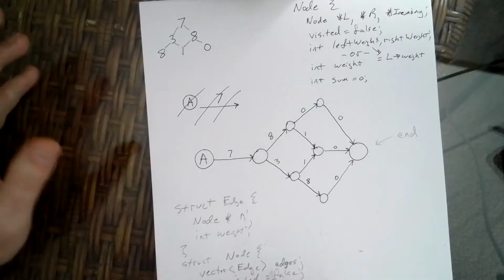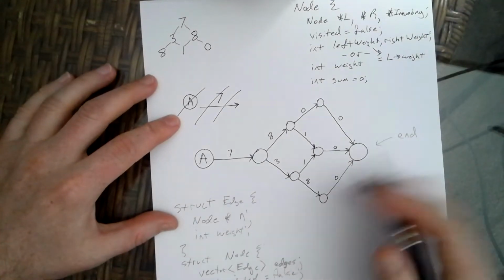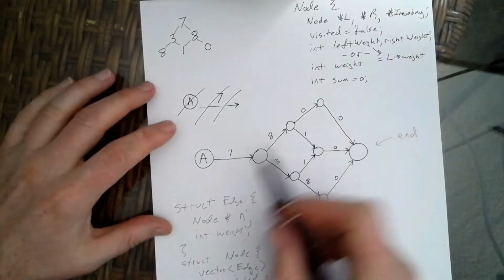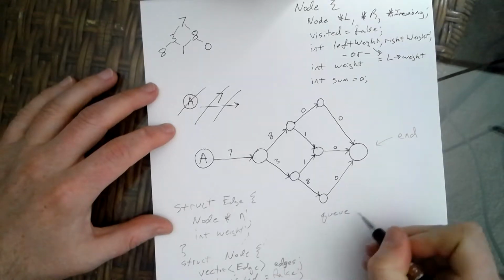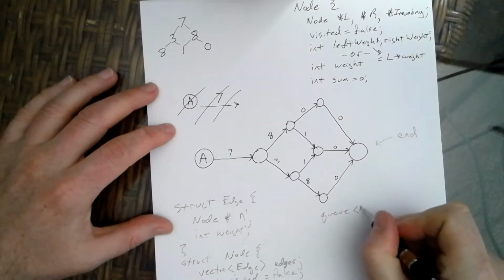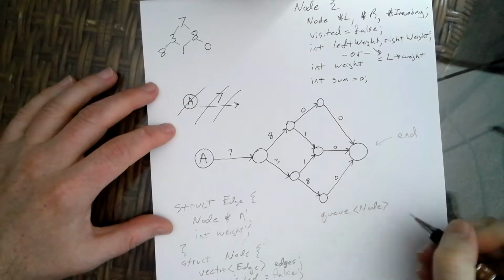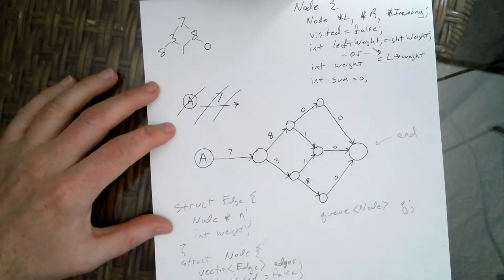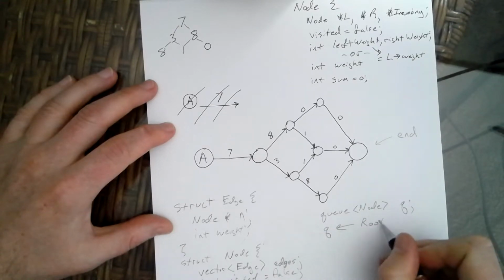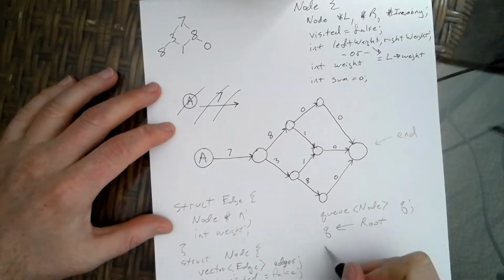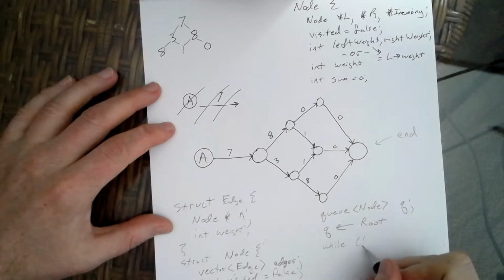Okay, and then to traverse this graph, I'm going to write some code, and I'm going to use a queue. So I'm going to make a queue of type node, and I'm going to initially push into that queue the root, and then in my code I'm going to have a while loop that loops while I'm not empty, while not queue.empty.